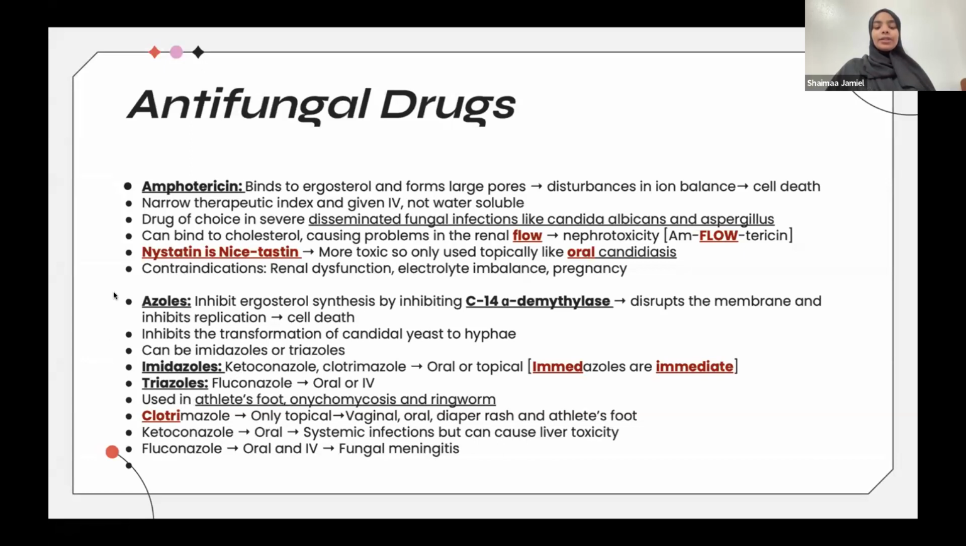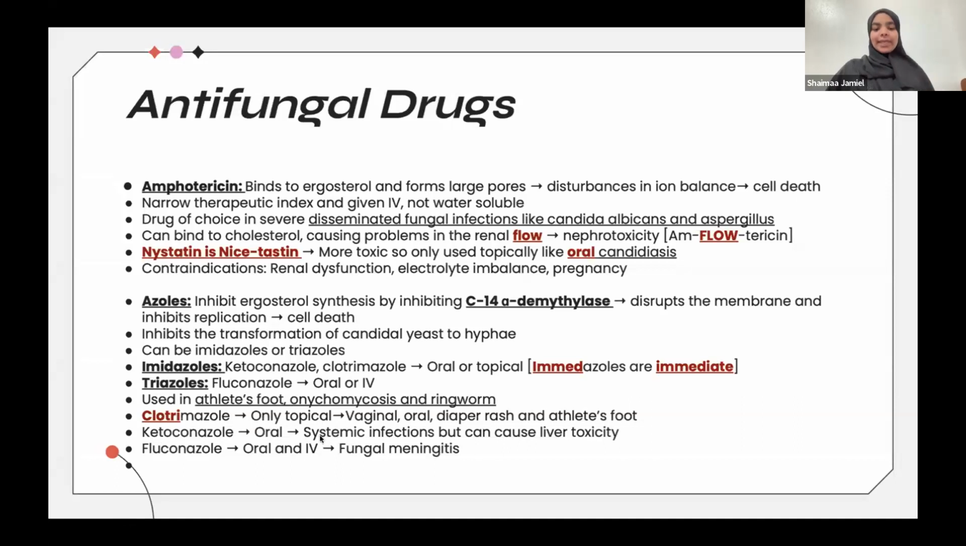And basically, azoles are usually used in athlete's foot. Yes, they can be used in onychomycosis and ringworm, but we're going to see that the drug of choice is terbinafine in a while, okay? So basically, clotrimazole is used only topically, and it can be used for vaginal infections, candidiasis, oral, diaper rash, and athlete's foot. This is kind of, I don't know if I should say, but basically clotri kind of sounds like clitoris, so maybe you can remember it for vaginal infection.